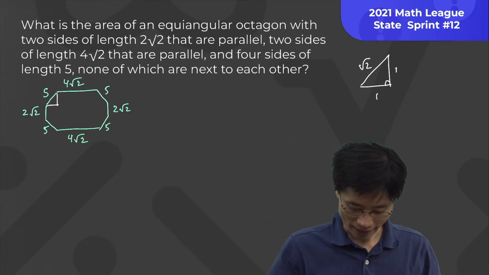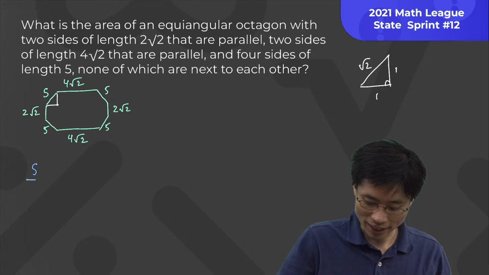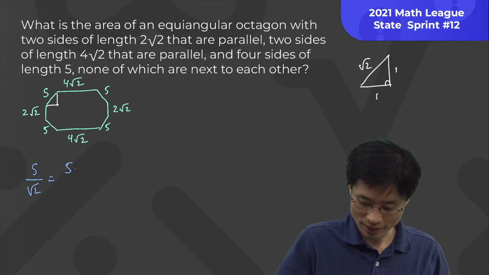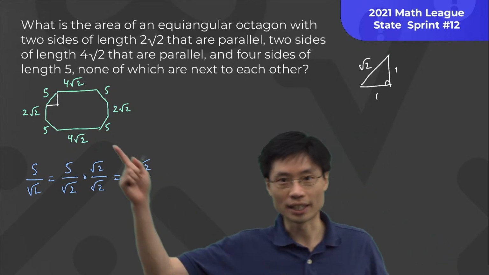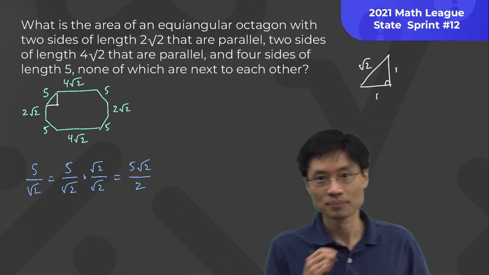2, right? And a fun fact is if I want to do 5 divided by root 2, it's no fun to have a root in the bottom. So we can take 5 divided by root 2 and multiply by root 2 over root 2. That's just 1. You can always multiply by 1. And that's 5 root 2 over 2. So that's actually the length of each of those little bits.